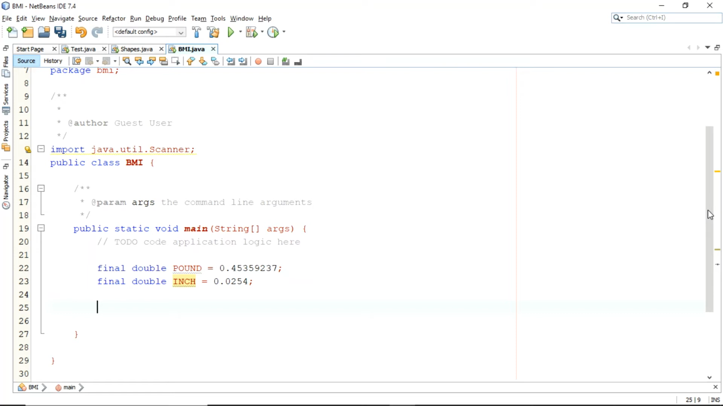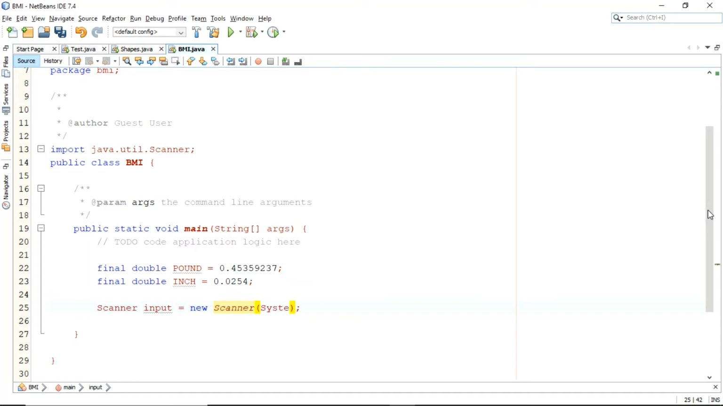Scanner. We're going to need to give this object a variable name, and I'll just call it input, is equal to new. New is a keyword for creating objects. New Scanner, and this object we shall call System.in, which basically means the default input device, which is the keyboard.